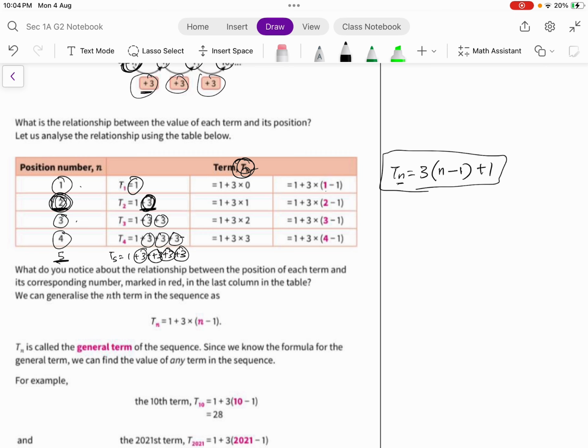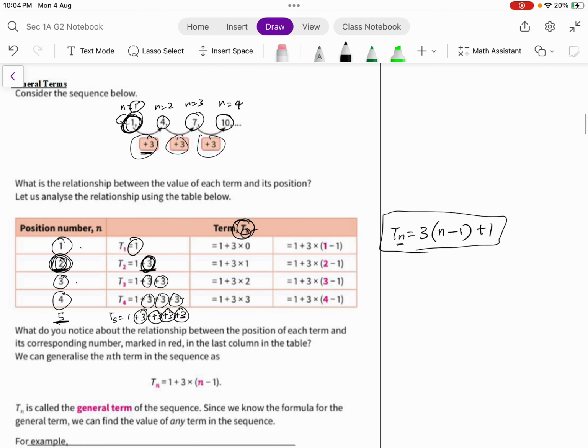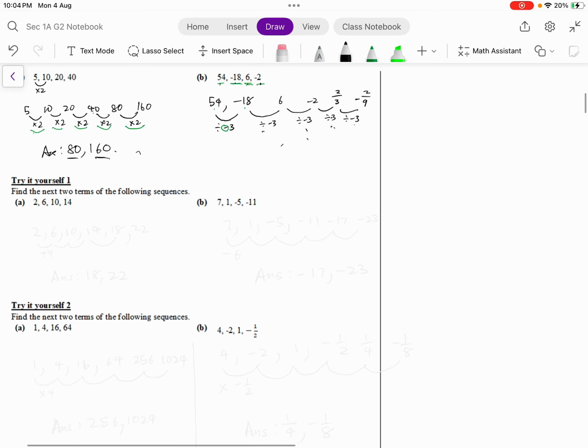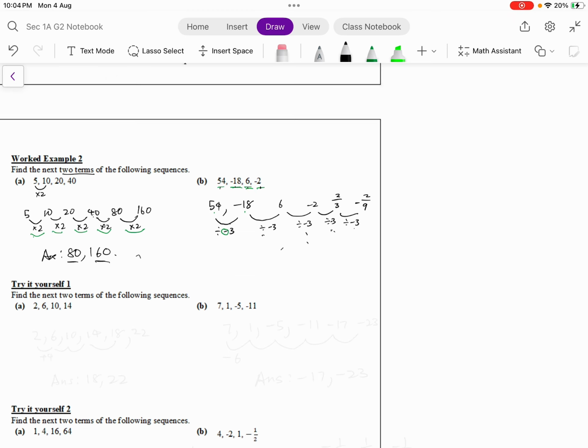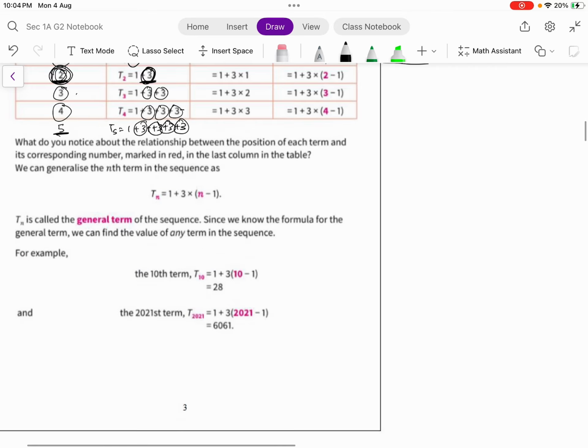This works for every number pattern that works this way: plus 3, plus 3, plus 3, plus 3, or minus 7, minus 7, minus 7. But it will not work for these two number patterns, the divide and times. You must remember that.